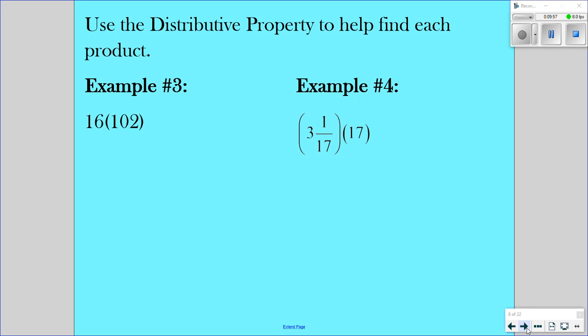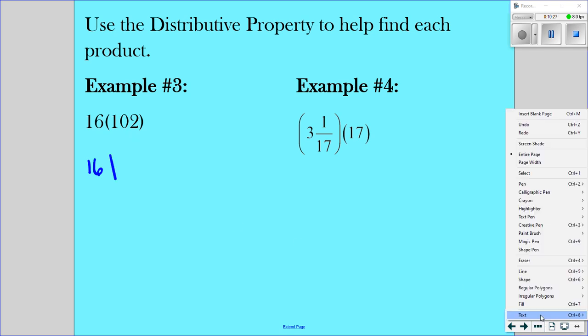All right, so now this one is a little different from what we did with the two examples, but we can still use the distributive property to find each product. So we got 16 times 102. You could use the calculator, but let's say you didn't have a calculator. What can you do? You can break the number that's inside into two numbers that will give you 102. So you would have 16.